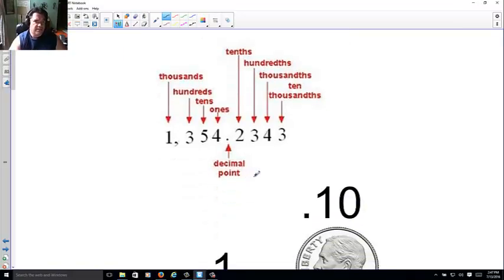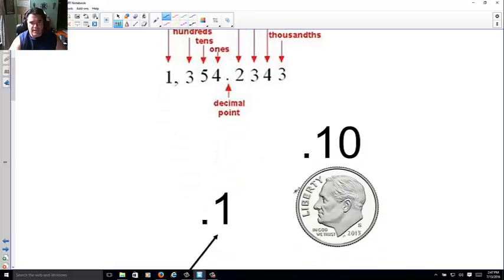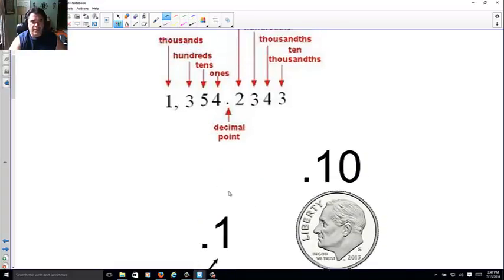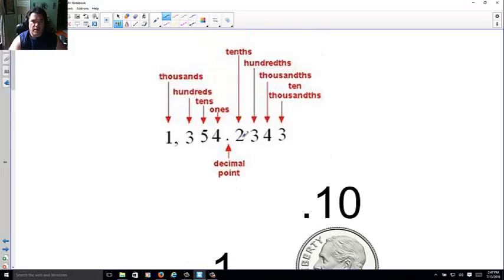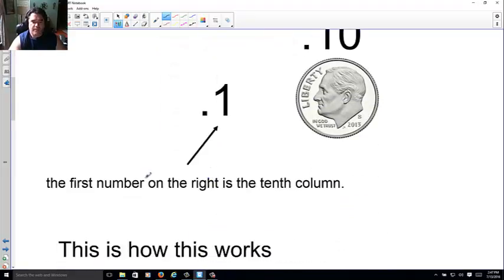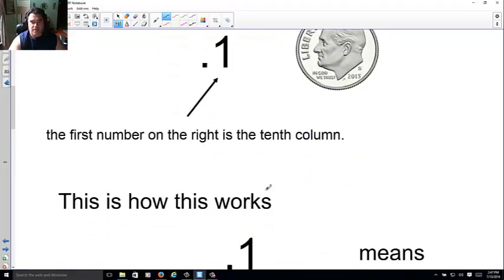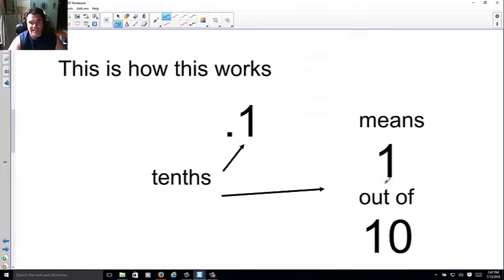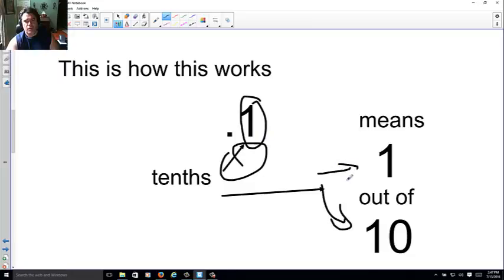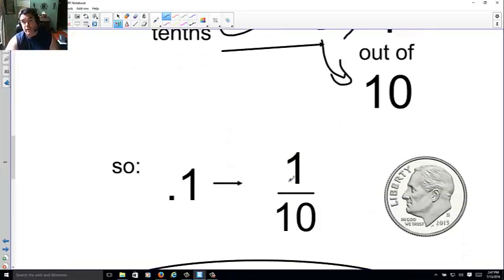But first, let's take the dime, a little easier to work with. A dime is 0.1, or 0.10 as you're probably more familiar with. If you notice 0.1, the first number after the decimal is what's called the tenths. The number on the right is in the tenth column. This is how it works. The tenths is the first number, so 1 out of 10. In other words, I have a 1 here, and it's out of the tenths column, so out of 10, so it's 1/10. So 0.1 equals 1/10.